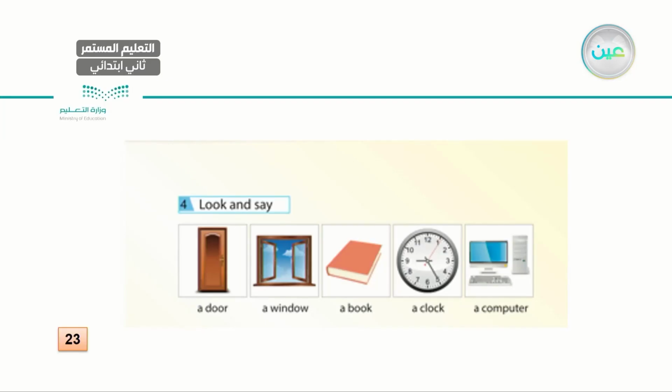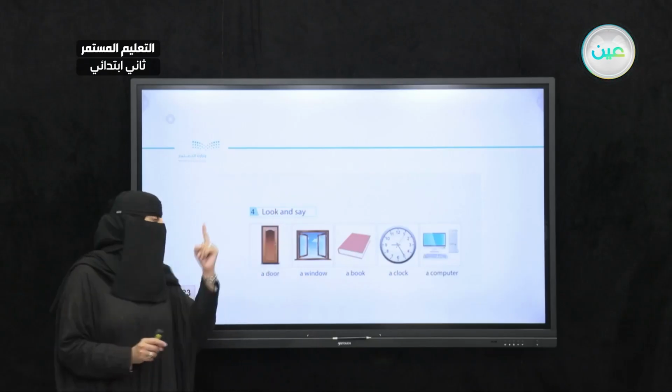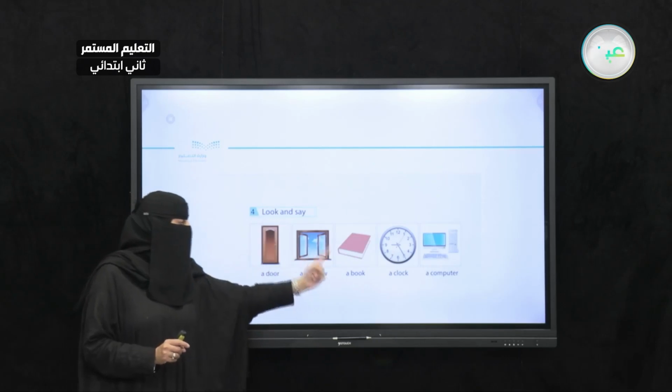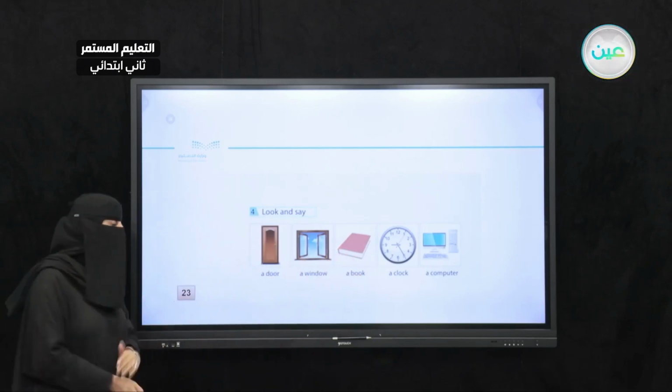I have a door, a window, a book, a clock, a computer. One more time. A door, a window, a book, a clock, and a computer. Notice that all the items here are singular, just one. One door, one window, one book, one clock, and one computer. Now let's move to the lower part.